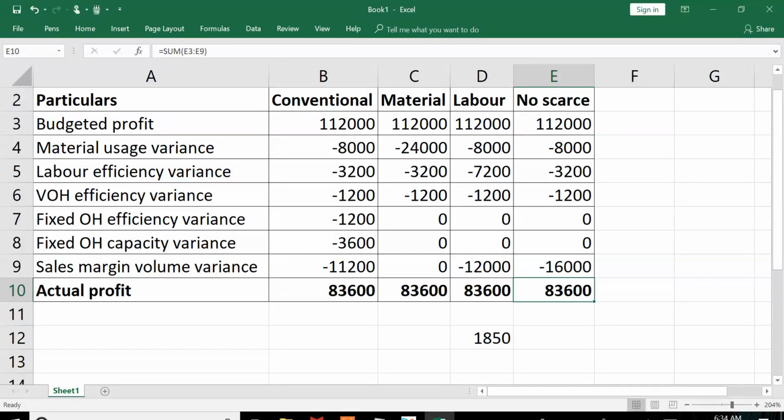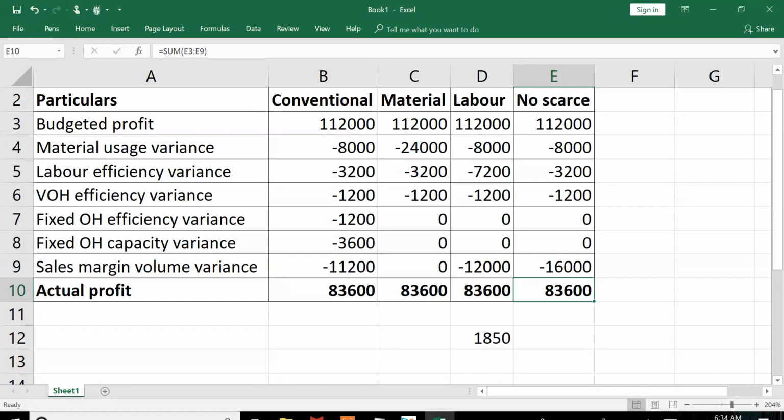In which one? I'll come to it as I proceed. So, the material being a scarce input, right? Point number A. The company has sold 1,800 units as compared to a budget of 2,000 units.